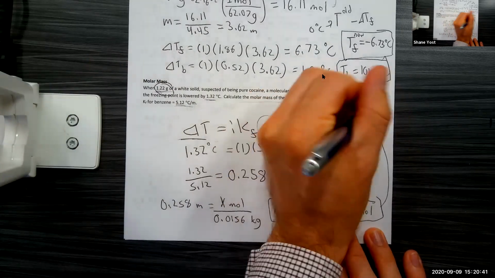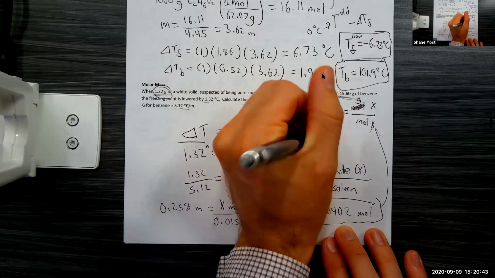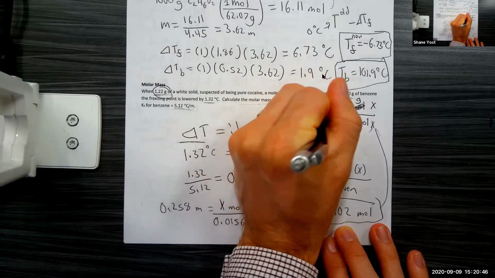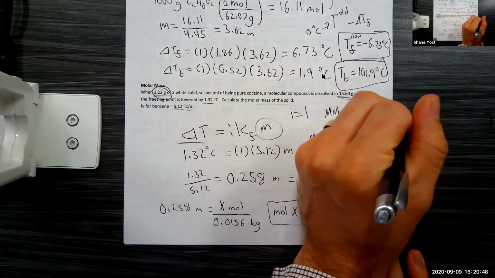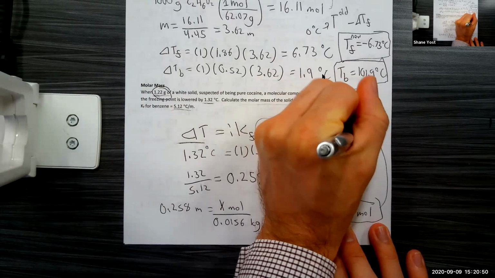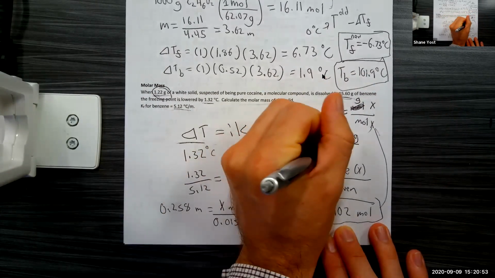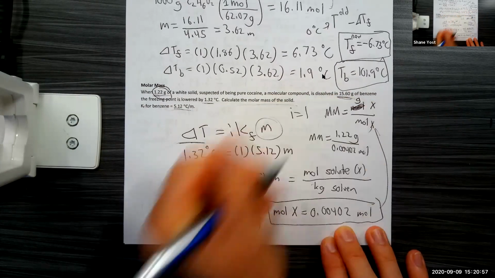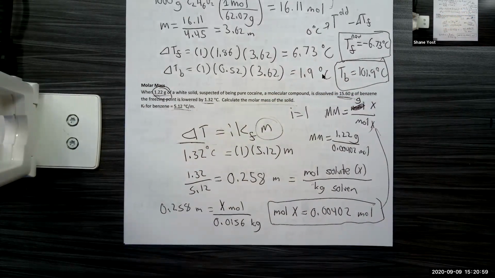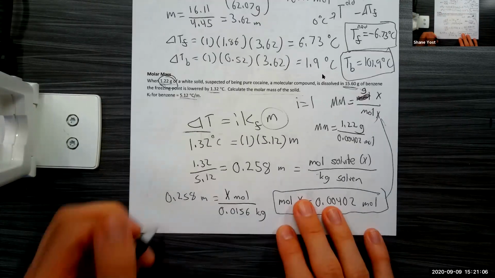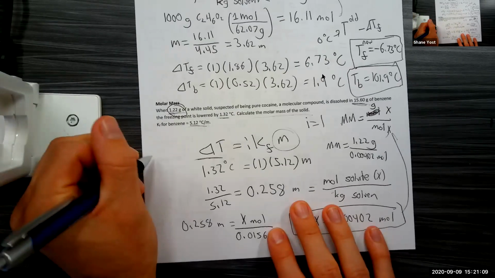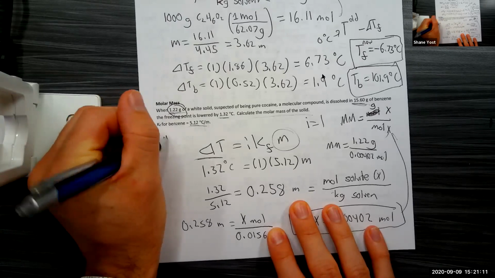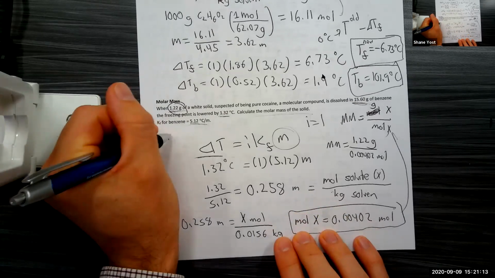So now finally I have the moles of my compound, I'm given the mass, and so now I can plug that in to solve for the molar mass. The molar mass is equal to 1.22 grams divided by 0.00402 moles. So 1.22 divided by 0.00402 gives me a molar mass. I did not really write things out very well.